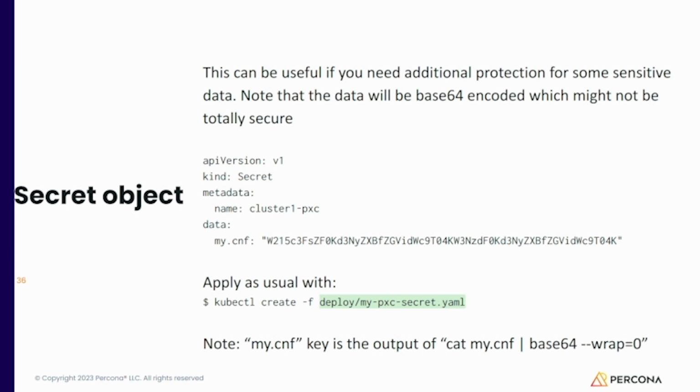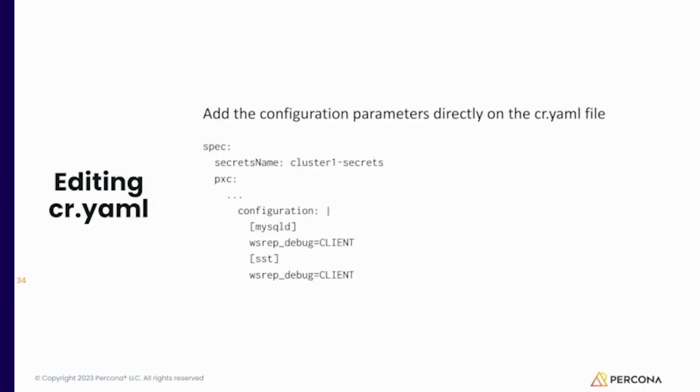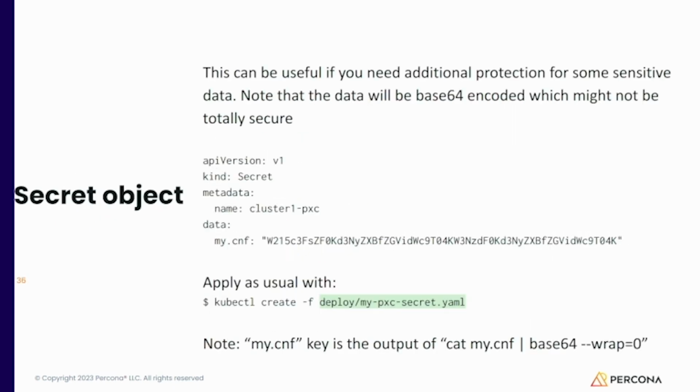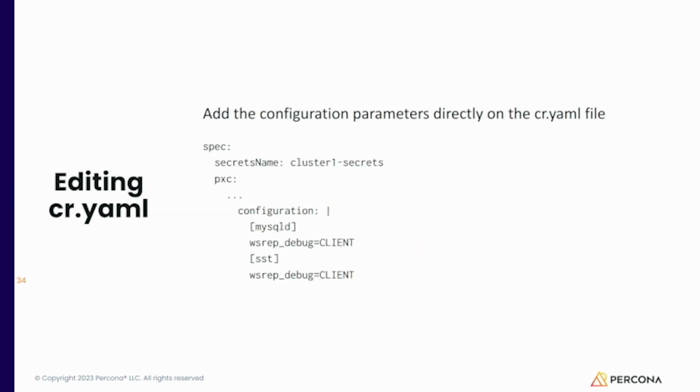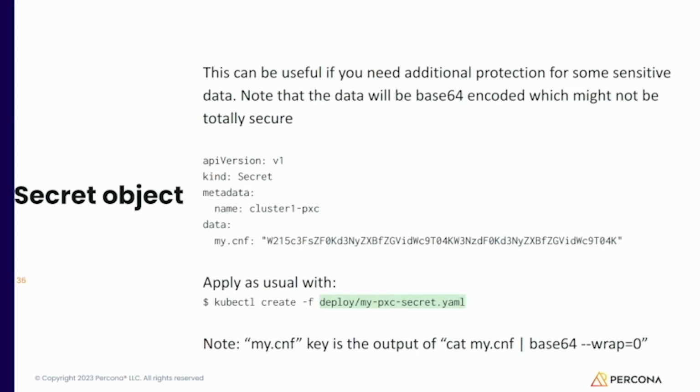And last, we have the secret object. This involves creating, not editing the CR YAML, but a new file called my-pxc-secret.yaml, in which, rather than copy-pasting the configuration in plain text, you will base64 encode the content of the my.cnf file. So this string here, all of this, should be this. Okay.